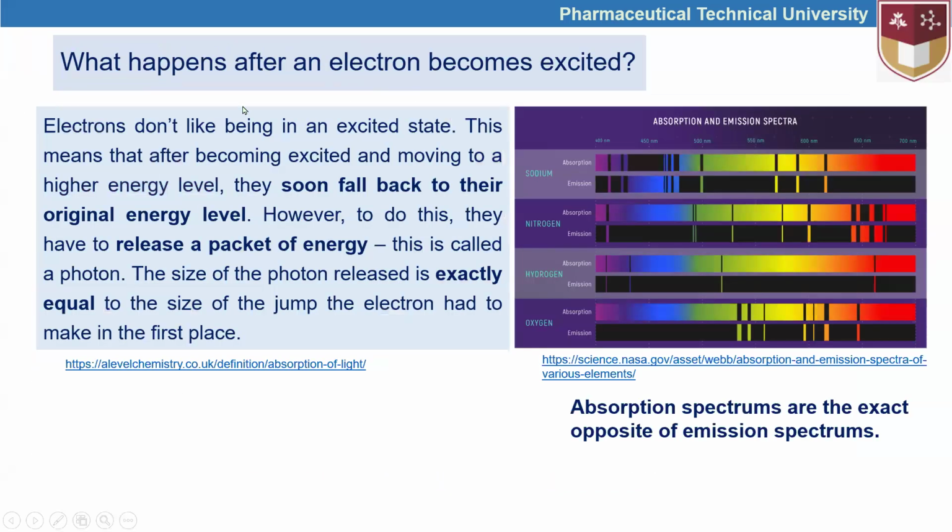Next, this is about what happens after an electron becomes excited. Now we are going to come closer to the topic. Why we need to understand all these things can be understood here. This is about the spectrum of the electromagnetic waves. It can be seen here as well.